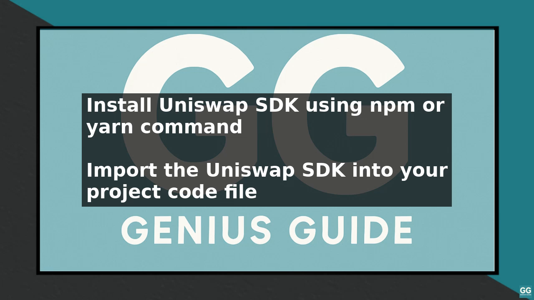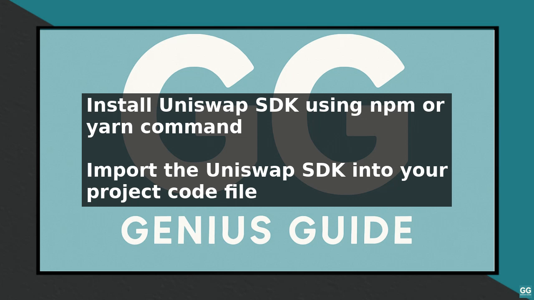Next, import the Uniswap SDK into your project by adding the line import Uniswap from 'uniswap-sdk' at the top of your code file. This will allow you to use the Uniswap SDK functions and classes in your application.